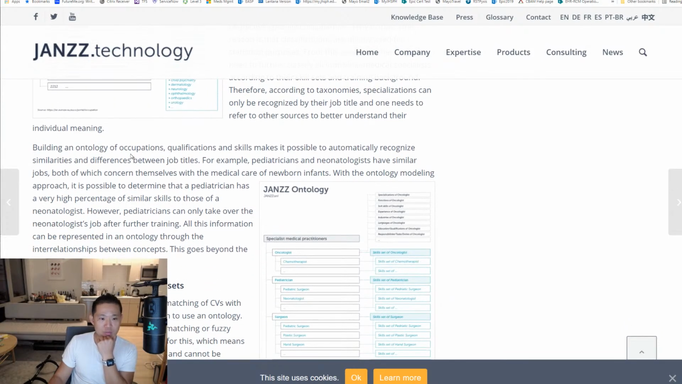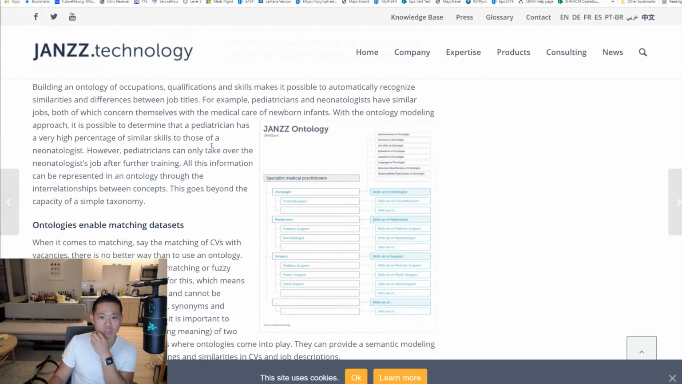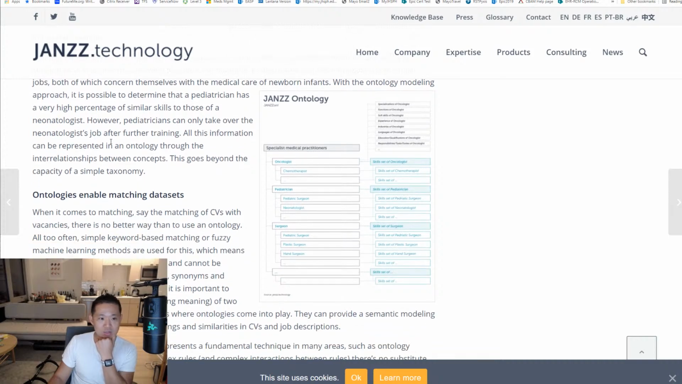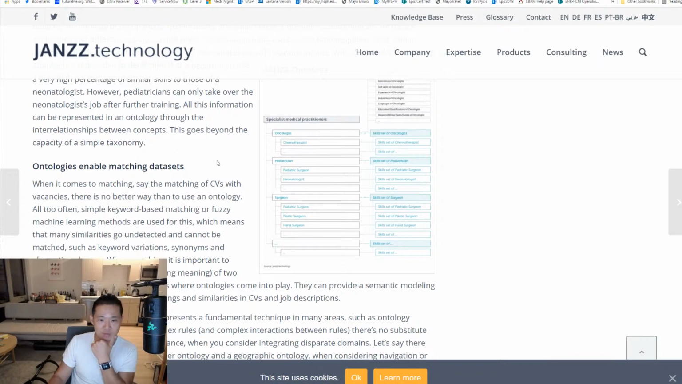Building an ontology of occupations, qualifications, and skills makes it possible to automatically recognize similarities and differences between job titles. For example, pediatricians and neonatologists have similar jobs, both of which concern themselves with the medical care of newborn infants. With the ontology modeling approach, it is possible to determine that a pediatrician has a very high percentage of similar skills to that of a neonatologist. However, pediatricians can only take over the neonatologist's job after further training. All this information can be represented in an ontology through the interrelations between concepts. This goes beyond the capacity of a simple taxonomy.